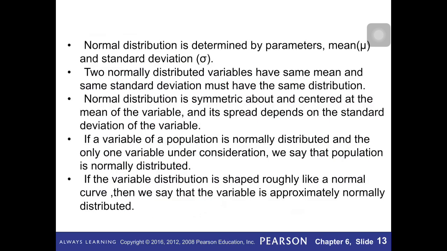A normal distribution is determined by parameters. Actually there are two parameters: the mean mu and the standard deviation sigma. This we call mu, and this we call sigma. Mu is the location parameter and sigma is the shape parameter, but you don't need those terms. Just focus on what mu and sigma are. Mu is the mean of that distribution and sigma is the standard deviation.